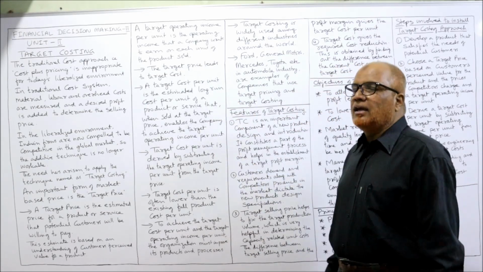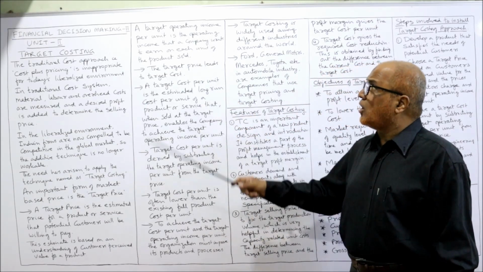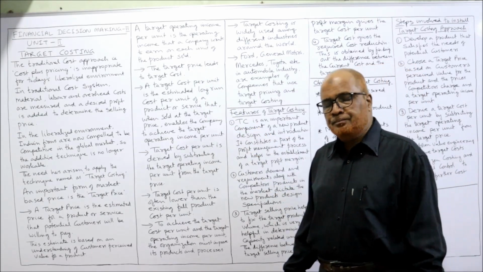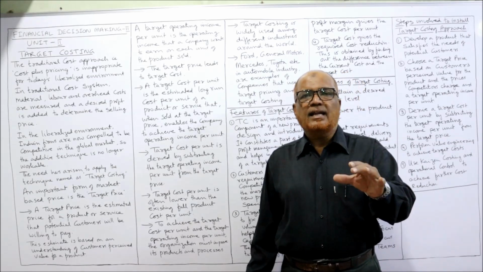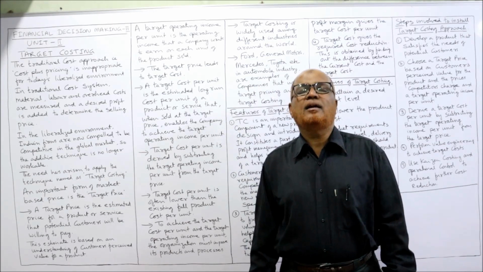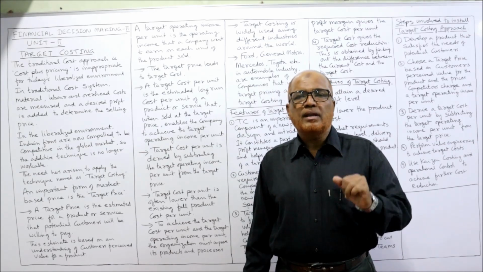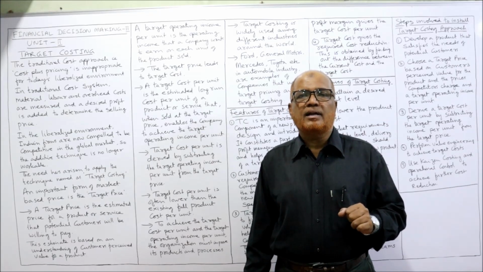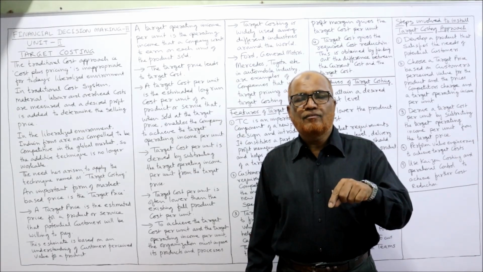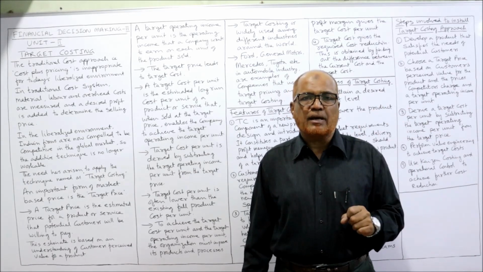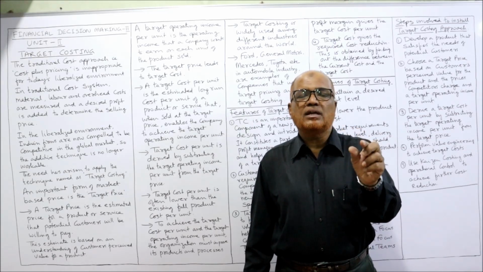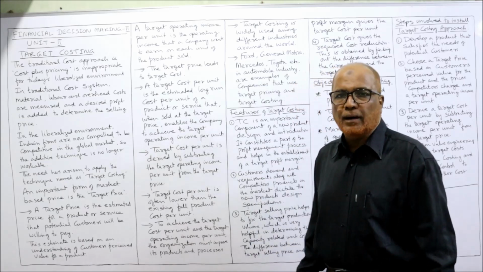A target operating income per unit is the operating income that a company wants to earn on each unit of the product sold. Secondly, after studying how much price the customers are willing to pay, the company wants to find out how much operating income it wants to earn per unit. So first, we are finding out the estimated price. Second, the company finds out how much operating income per unit it wants to earn.